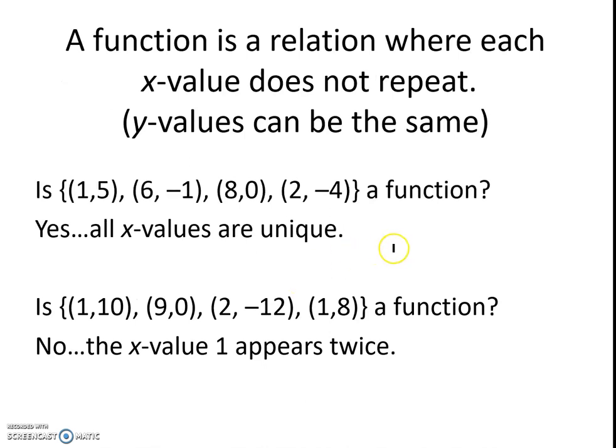A function is a relation where each x value does not repeat. The y values, however, they can be the same. So looking at this, is (1, 5), (6, -1), (8, 0), (2, -4) a function? Well, yes, all the x values are unique. Well, then is (1, 10), (9, 0), (2, -12), (1, 8) a function? No, it is not, because this one and this one, those are both x values. The x value appears twice.